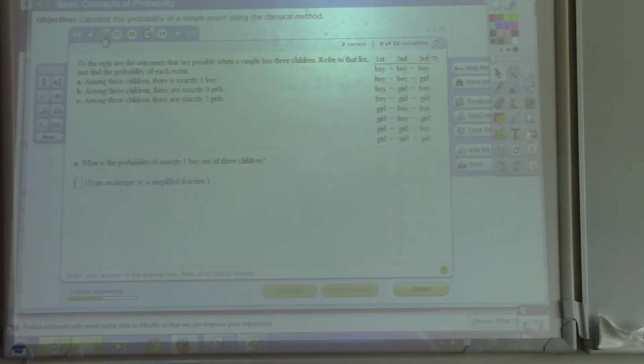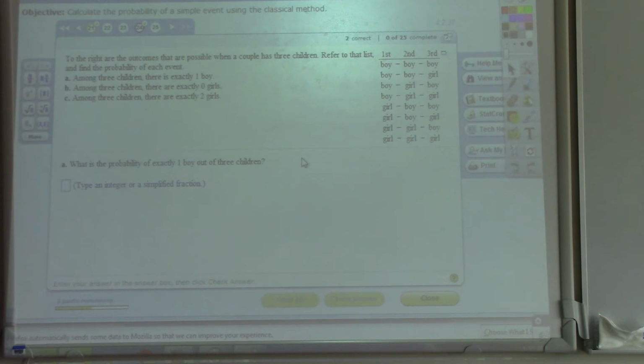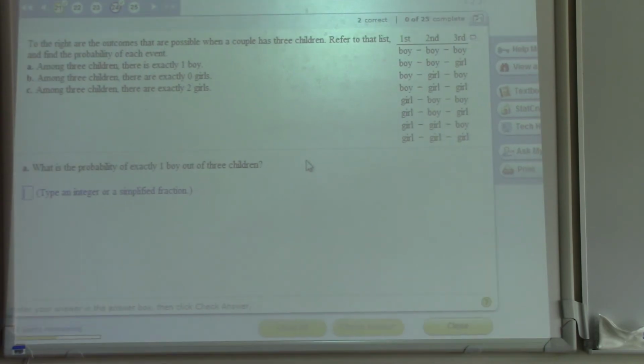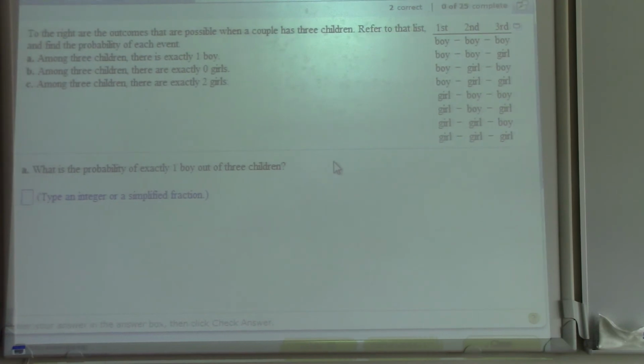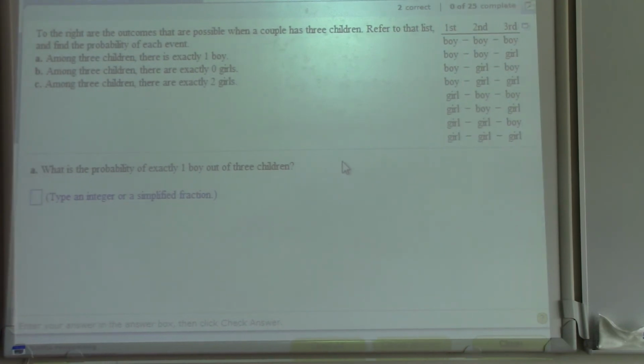Sometimes you might see one like this. Blow it up, Ben. To the right are outcomes that are possible when a couple has 3 children. You might want to write that down because you're going to see it again. Boy, boy, boy, boy, boy, girl, boy, girl, boy. You don't have to write the words. Just say B, B, B, B, B, G. That's the way it's usually written.